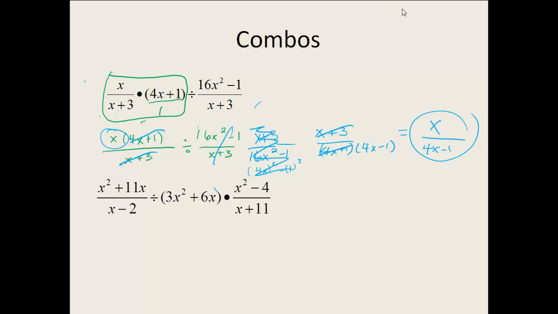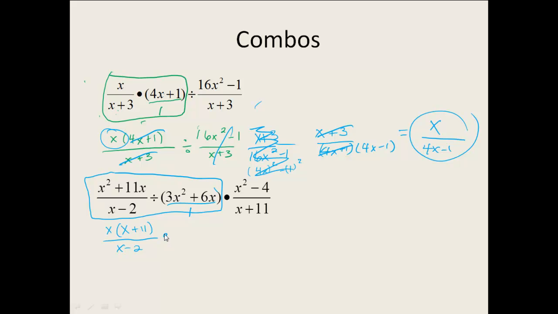Okay, now this one. Similar type of problem. It's a combination one, but now the division comes first. We still have to go left to right. So you are going to do the division of this one first. I'm going to go ahead and factor that first equation. So I'm going to pull out an x. Be left with x plus 11. Can't factor the bottom, so it stays as x minus 2.